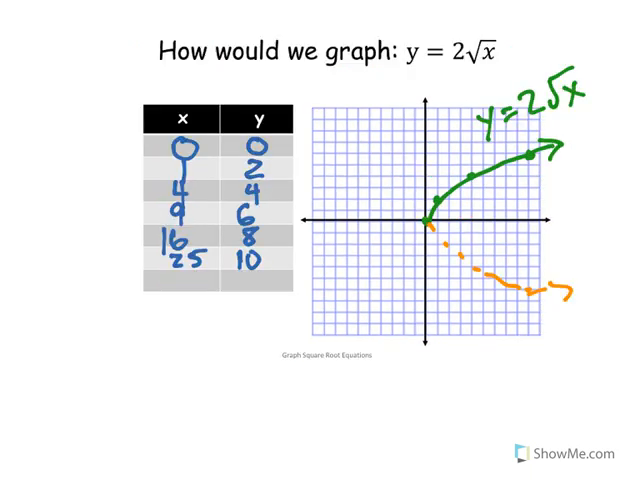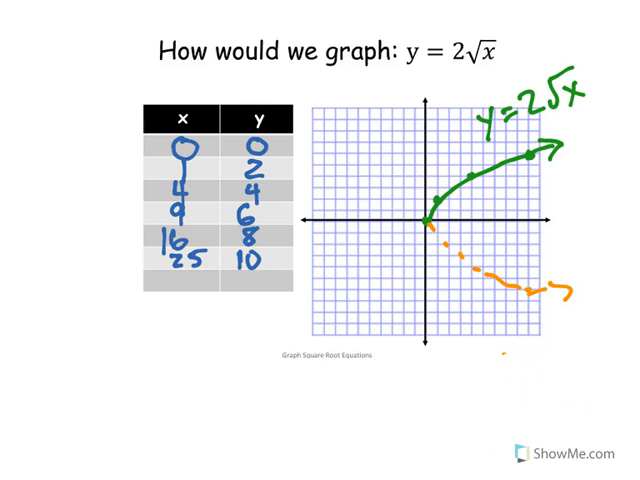So what do we notice? Changing the coefficient outside the radical to 2 is going to make our graph wider, which is strange because it's the opposite of when we have a quadratic equation. When we have a quadratic equation, if I graph y equals 5x squared, that's going to be what we call narrow, versus x squared, which is going to be a little less narrow. So it's going to be a little different.